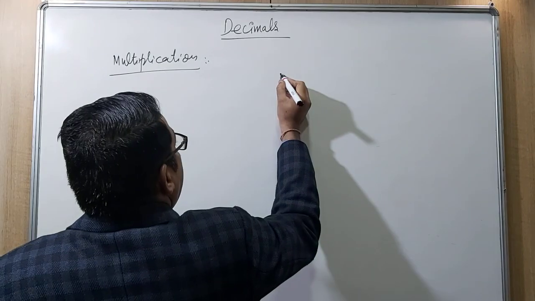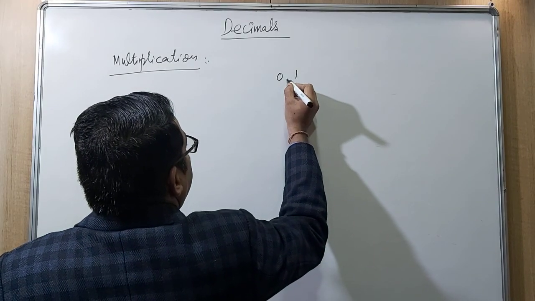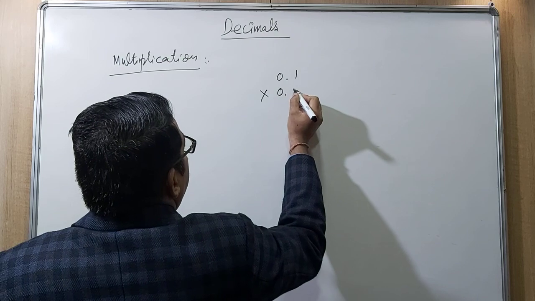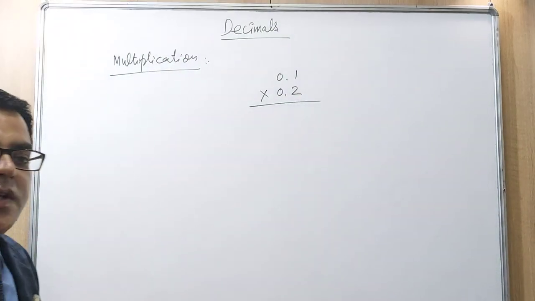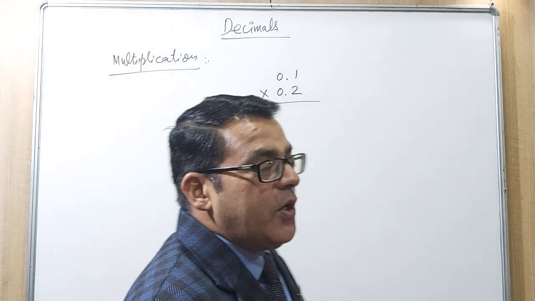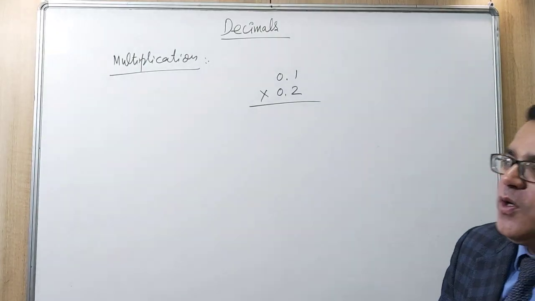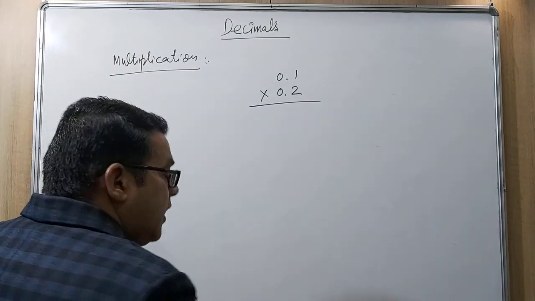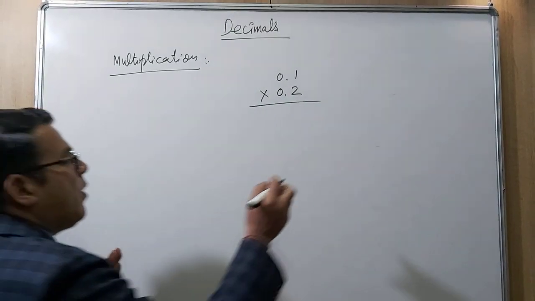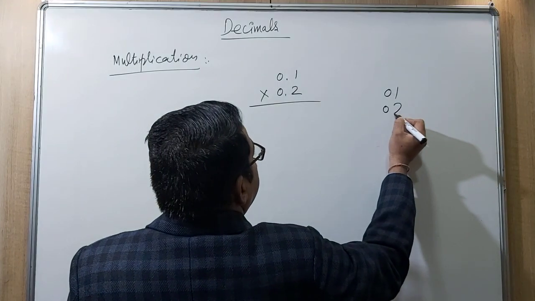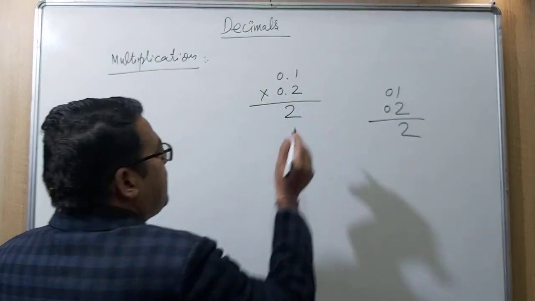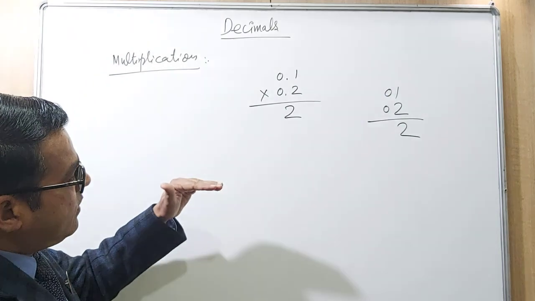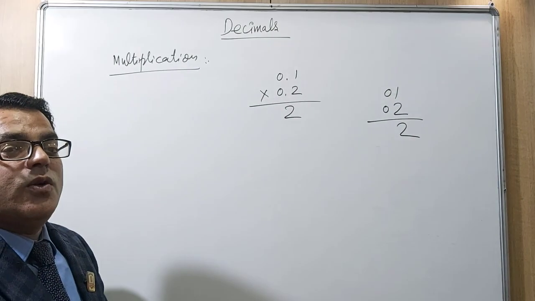Now I am multiplying 0.1 with 0.2. This is very interesting. What will we have if we multiply 0.1 with 0.2? So just forget the decimal point. Just think that we are multiplying only 1 with 2. What do we have? Simply 2. But since we know that decimals are also there.